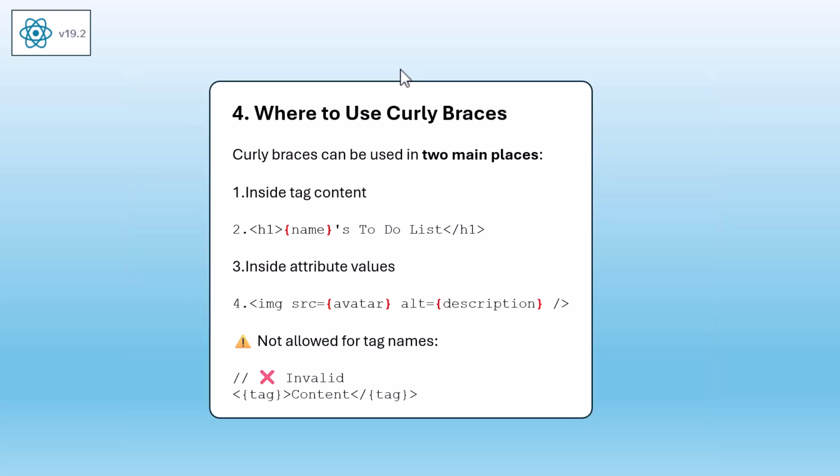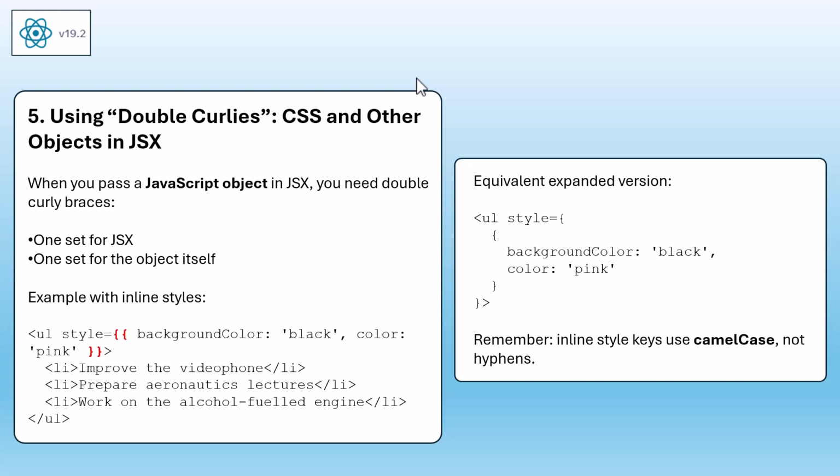4. Where to use curly braces. There are only two valid places to use curly braces in JSX. The first is inside tag content, where they replace part of the text with a JavaScript value. The second is inside attribute values, where they come immediately after the equals sign to make that attribute dynamic. However, you cannot use curly braces for tag names themselves. JSX needs to know which element to render in advance, so braces work only for values inside elements, not for the element type.